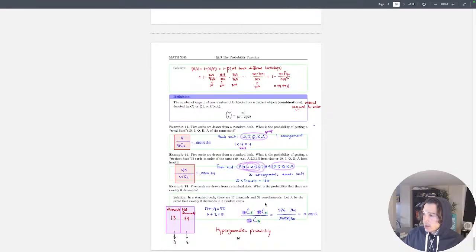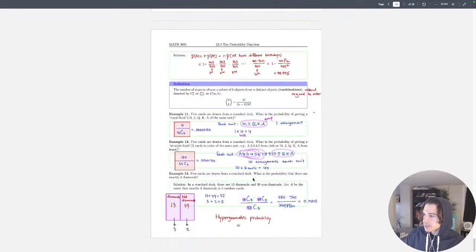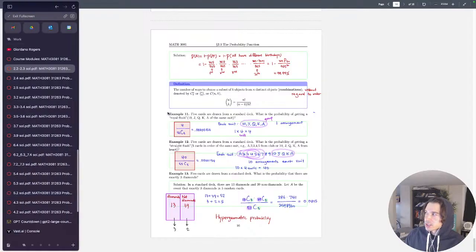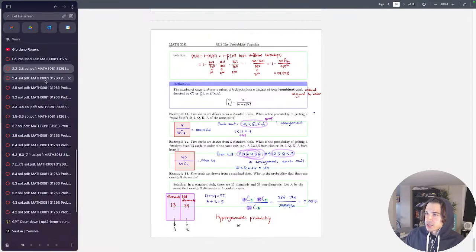Now, some more examples of this, but we're good. We did it, guys. We made it through. Should I talk about hypergeometric probability? I think that's coming up in the next section. So let's just go to the next section here.